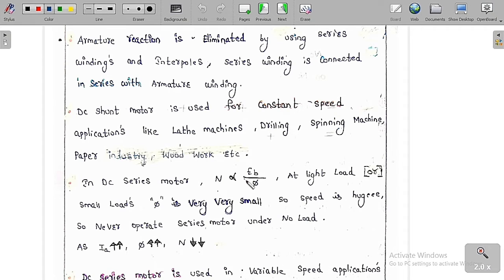So simply we can say that at no load the speed is very high, which is a very dangerous speed. That is the reason you never have to operate the series motor under no load. Always keep the load on and only then switch on the supply.